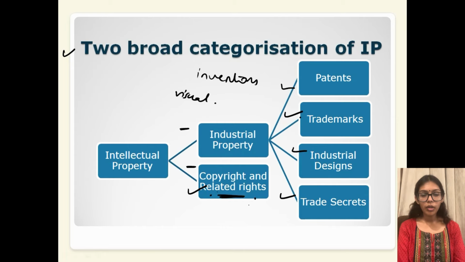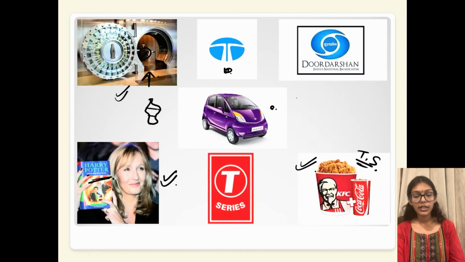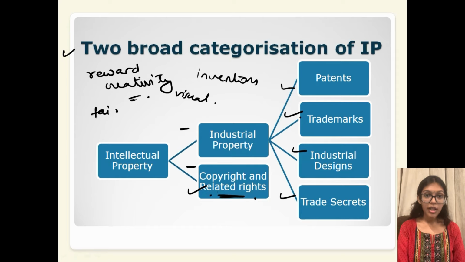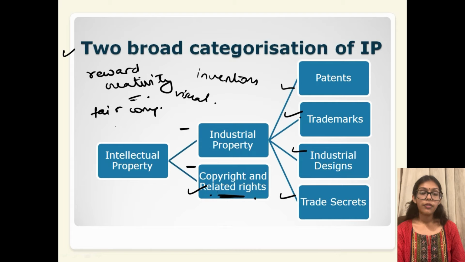Then, when we talk about related rights, they extend similar protections to, let's say, performers or broadcasting organizations like Doordarshan and record producers like T-Series, ownership of Bollywood songs. So, the core objective here is to incentivize and reward creative expression by giving exclusive control over use and distribution of such works. So, what do these protections do at last? They promote fair competition, consumer trust, and of course, technological advancement.